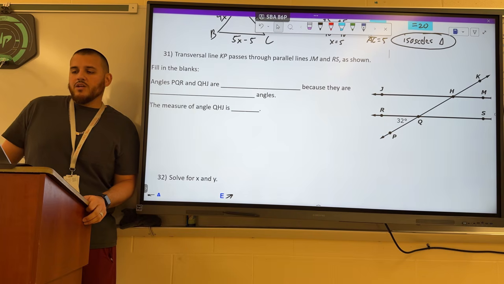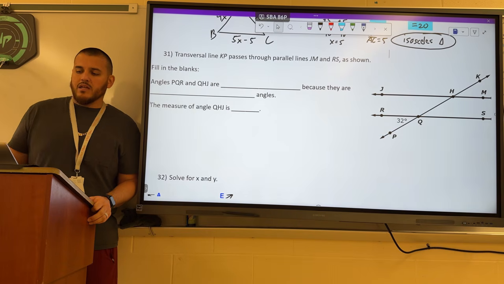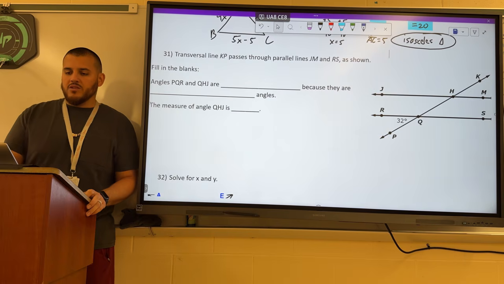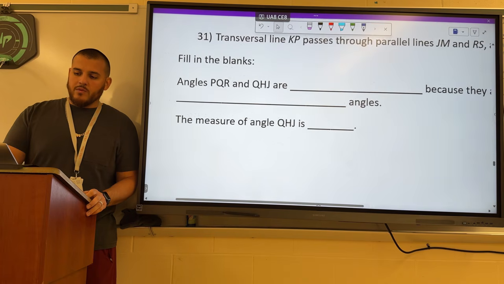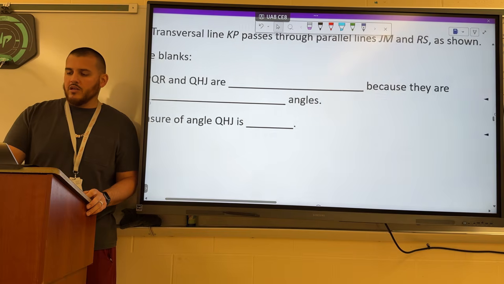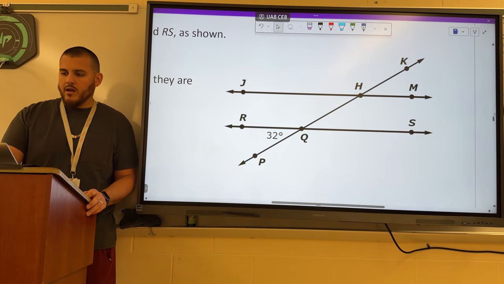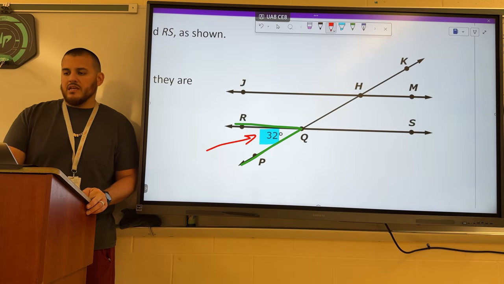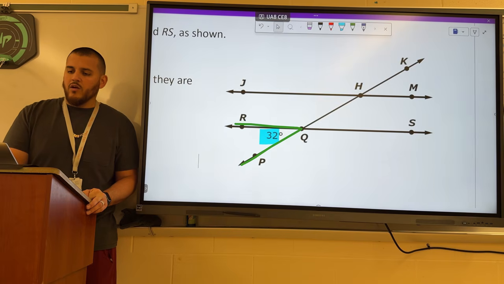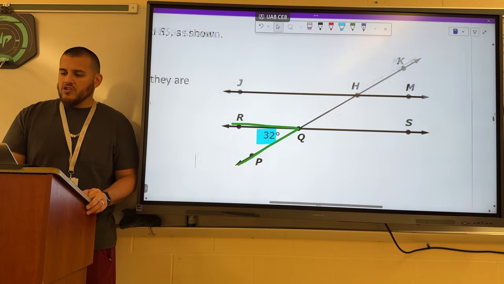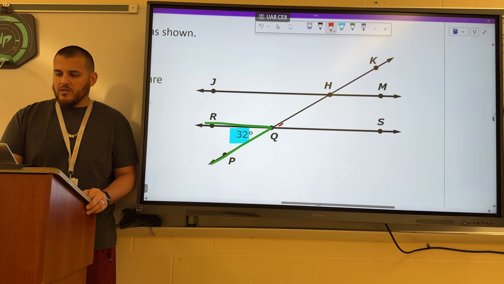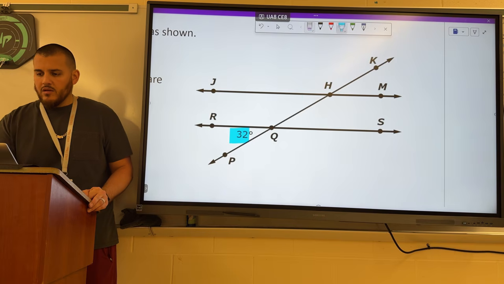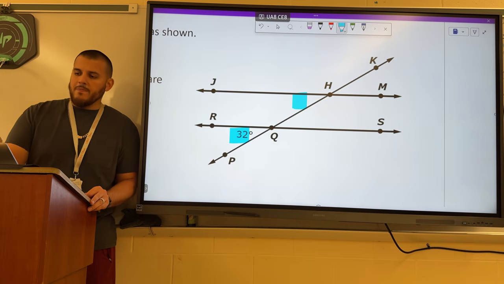In example 31 here, we're filling in some blanks about parallel lines and some angles formed by the transversals. So we're talking about angles PQR and QHJ. PQR is that 32-degree angle. If I highlight P to Q to R, it's this. The angle is the interior of those sides that I highlighted. Again, that other angle was QHJ. So if I'm highlighting from Q to H to J, that's this angle right here. So we're talking about the angles where I have my blue highlights.